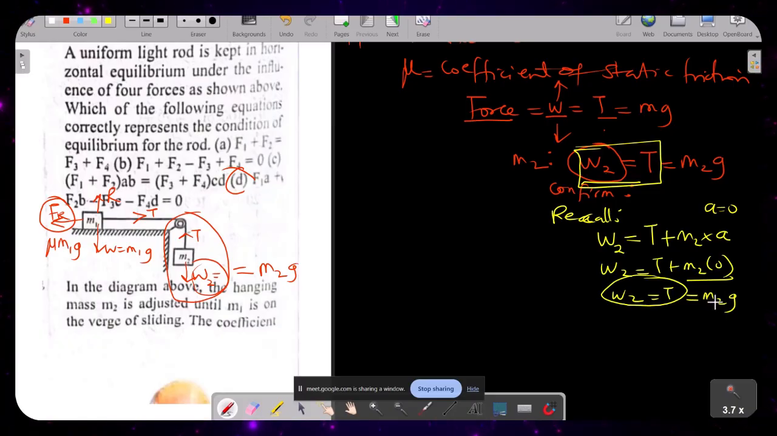M2G. And why did I say M2G? M2 is the mass that it has, and G is the force of gravity that is pulling it down, which I've already stated initially. Now that is for the first one. So this is what we have for the first one.